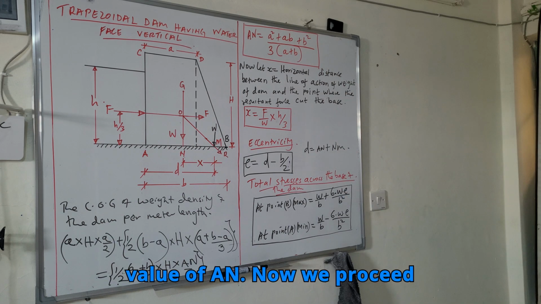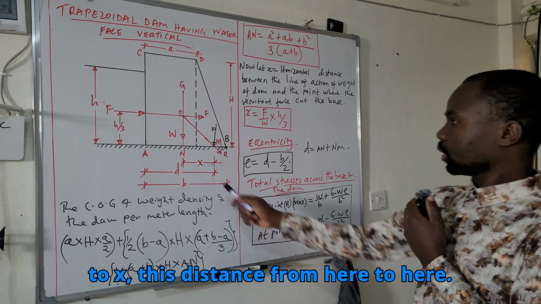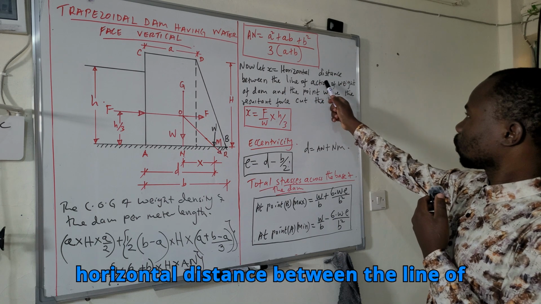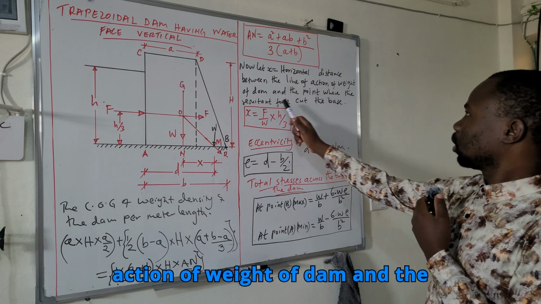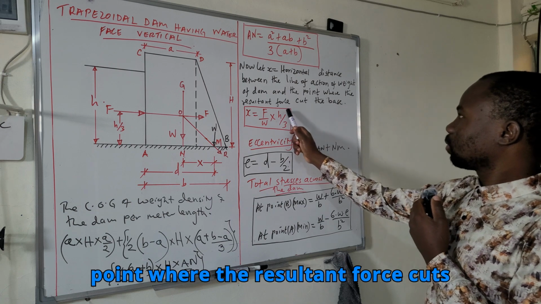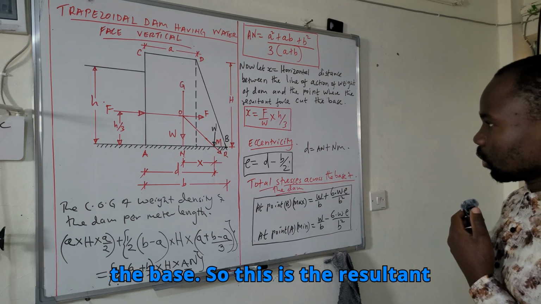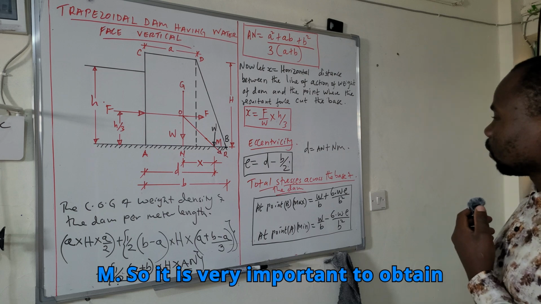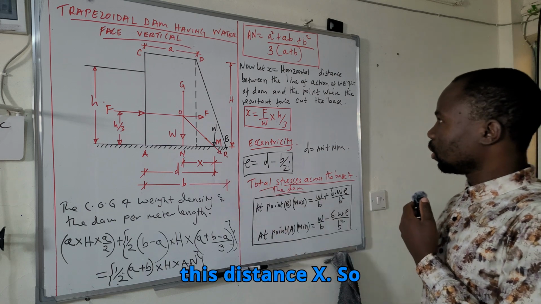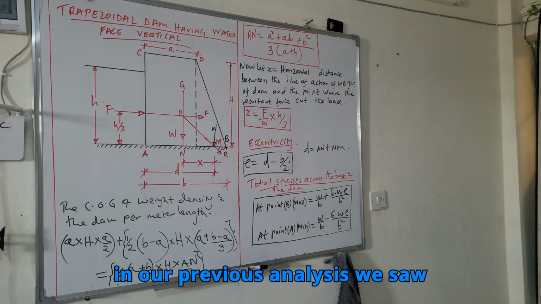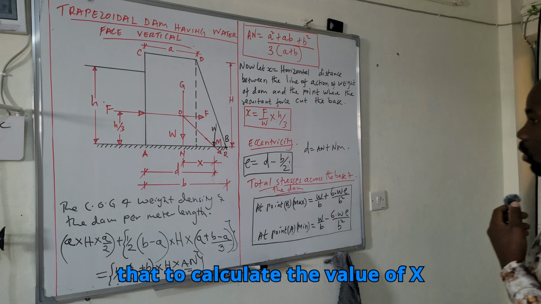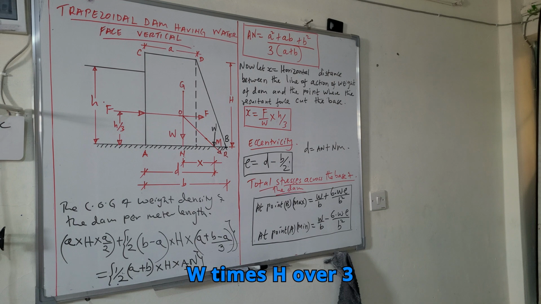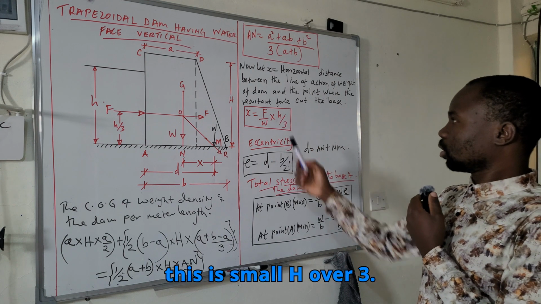Now we proceed to X, this distance from here to here. Now let X equal the horizontal distance between the line of action of weight of dam and the point where the resultant force cuts the base. So this is the resultant force and it cuts the base at M. It is very important to obtain this distance X. In our previous analysis, we saw that to calculate the value of X, we use this formula, F over W times h over 3. This is small h over 3.